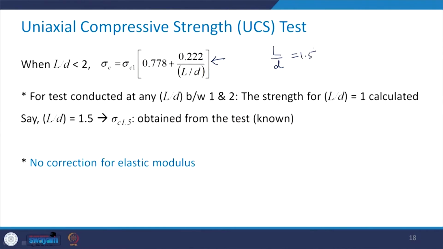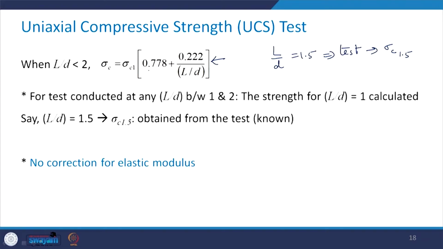I'll just take an example that will clarify how to use this expression. So we have this expression, and I have written it again here on this slide. Say I have got L by D equal to 1.5, and I conducted the test. So what I am getting from the test is sigma C at 1.5. This is what I have. But what I need is sigma C for L by D of 2. So at least 2 we need.